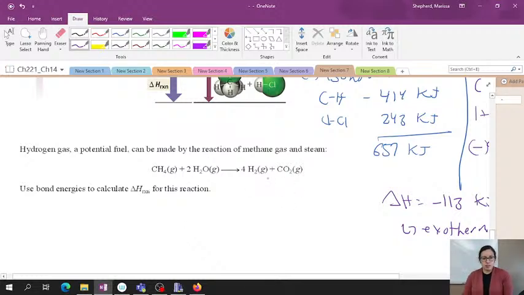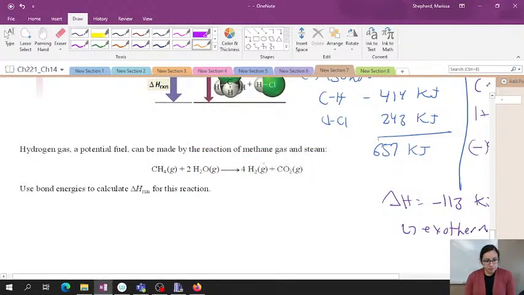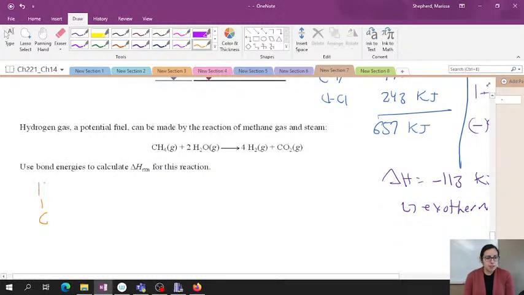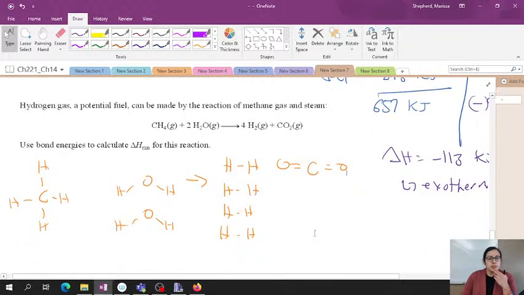So let's do this one together as well. Again, we're running out of time, so I would just do the same thing. Let's write out our reaction. We have methane again, plus 2 equivalents of water gives us 4 H2s plus CO2. And now we can figure out, what do we need to make? What do we need to break?